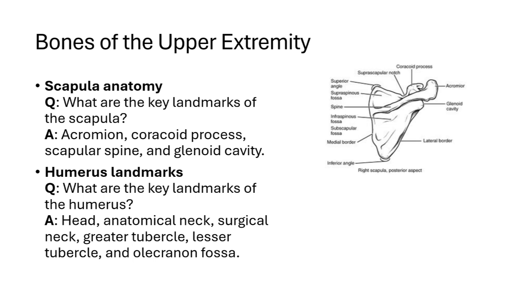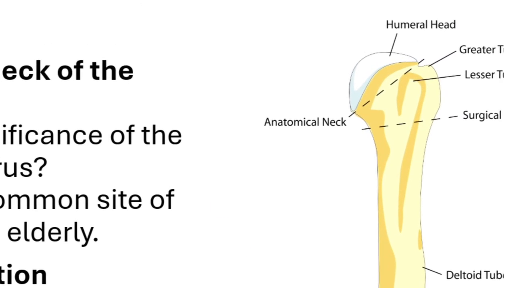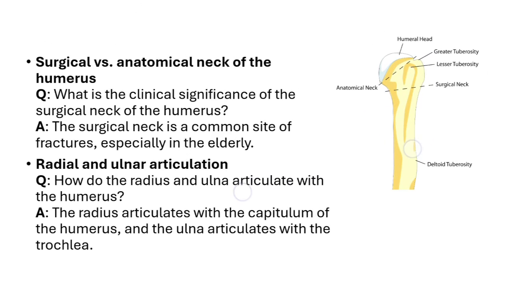What are the landmarks of the humerus? It has the head, anatomical neck, surgical neck, greater tubercle, lesser tubercle and olecranon fossa. So what is the clinical significance of the surgical neck? As you can see in the image, this is the surgical neck and it is a common site of fractures, especially in the elderly. So how do the radius and ulna articulate with the humerus? The radius articulates with the capitulum of the humerus and the ulna articulates with the trochlea.